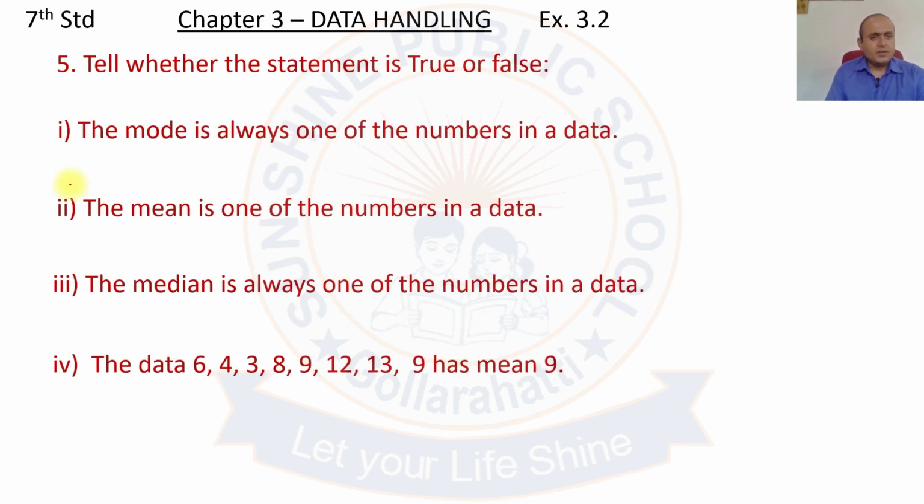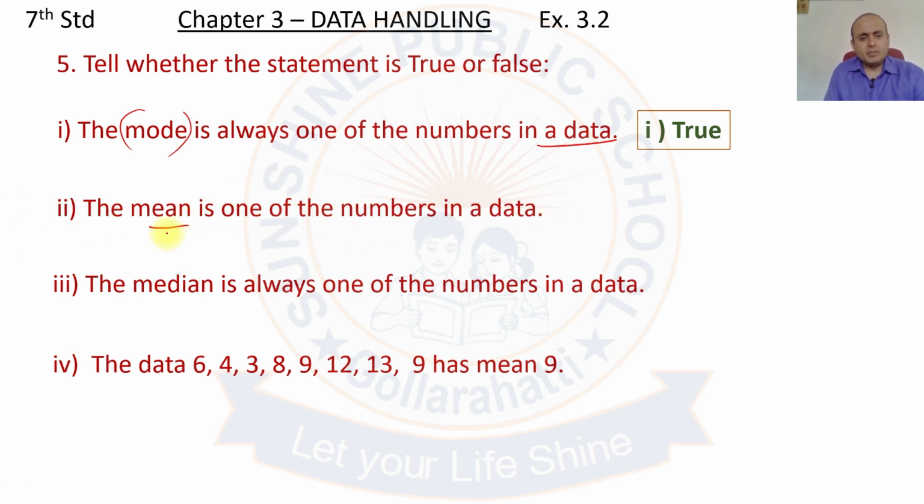Next question is, tell whether the statement is true or false. The statement: the mode is always one of the numbers in the data. The mode we get will always be one of the numbers in the data. The answer is true, because mode is the number that appears the highest number of times. Therefore, mode is always one of the numbers in the data. So the answer is true.